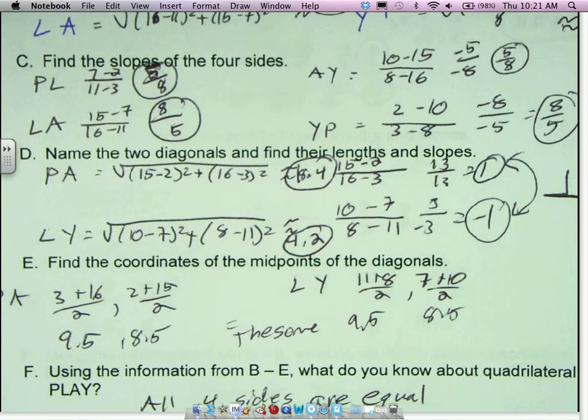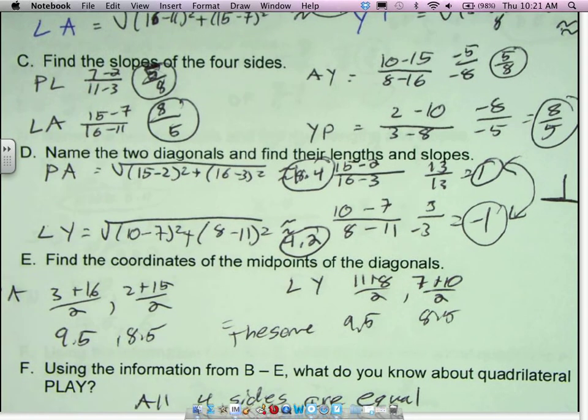Just a reminder, ladies and gentlemen, there will be one whole problem like this on your test, and your test is next Thursday. So you want to make sure you know what all of these are and what it means to prove what the shape is. You'll be okay.